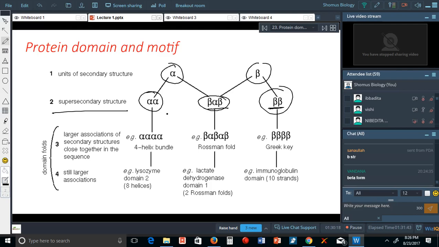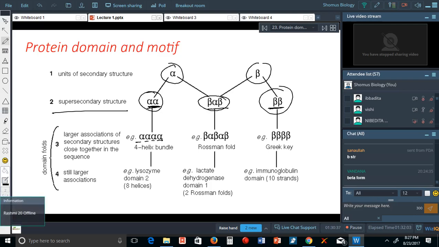And while we are forming the structures, it's not only how many alpha and how many beta are present which is important. It's also important to know what the sequence is, what the order is. If it's alpha beta alpha, it's one type. If it's beta alpha beta, it's a separate type.